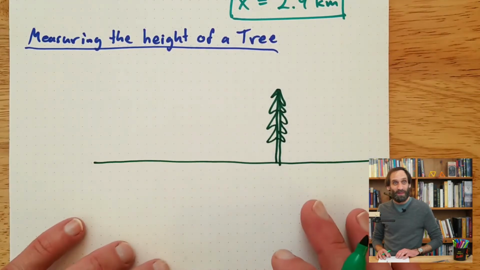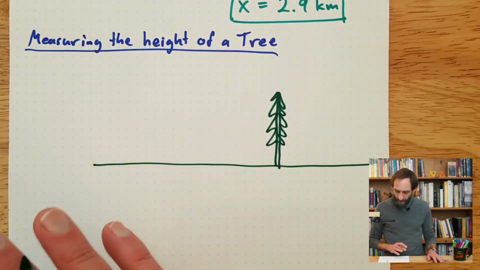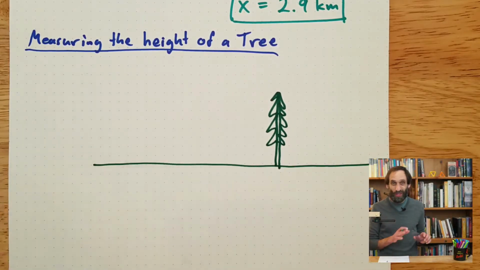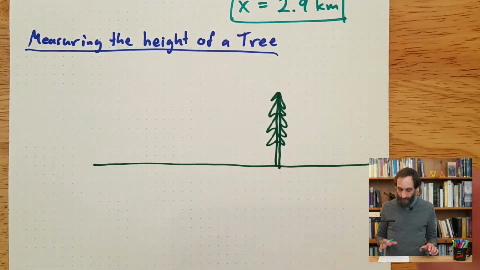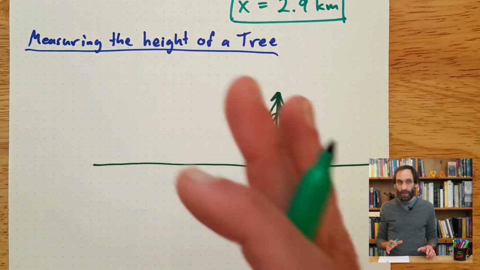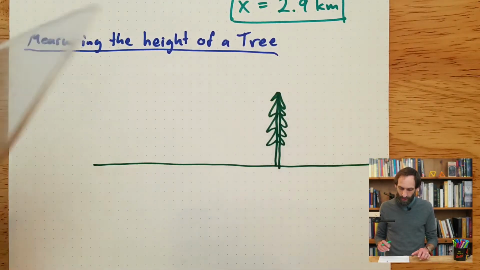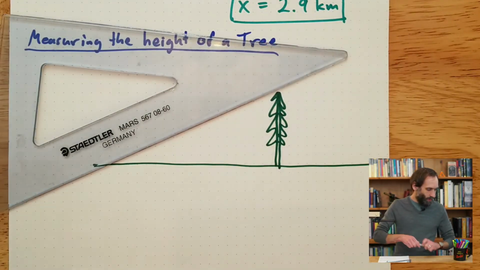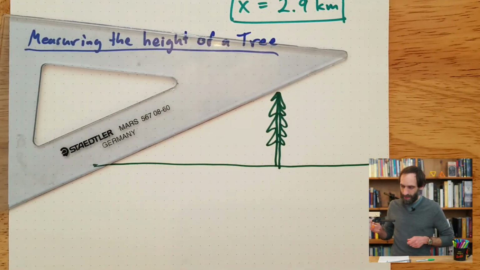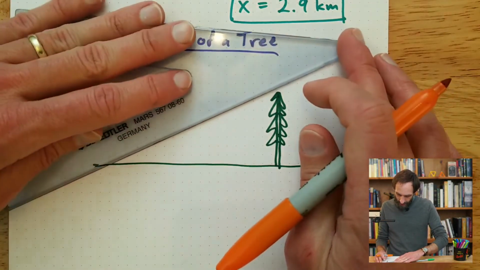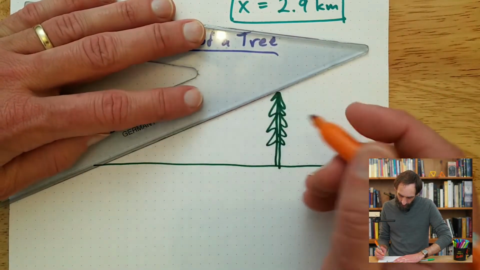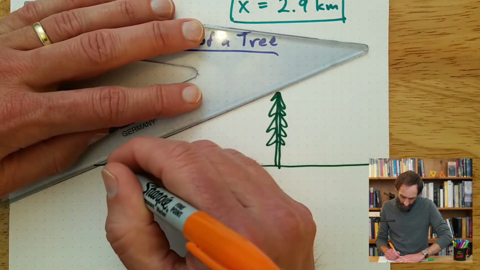Very artistic, I know. And in order to measure using this technique, you have to do it on a sunny day. We're going to use shadows as a way to find certain lengths to create proportions to find the height of this tree. Okay, so let's draw in the sun. I'm going to do the sun in orange because it's a nice sunny color. And so let's draw a ray of light coming from the sun.